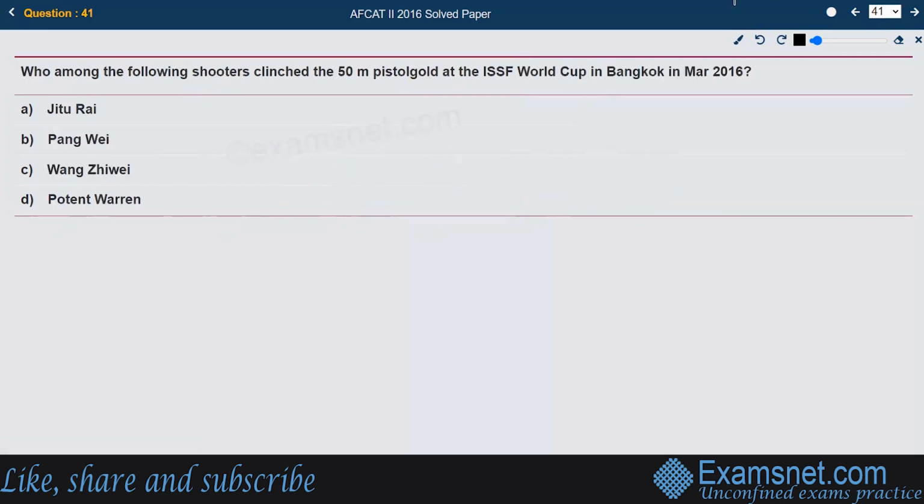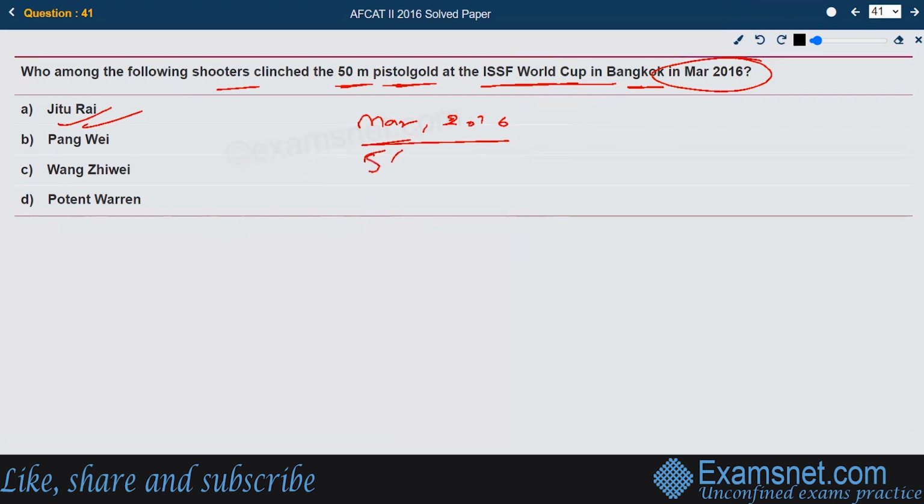Next, who among the following shooters clinched the 50-meter pistol gold at the ISSF World Cup in Bangkok in March 2016? The right answer is Jitu Rai. He won the gold medal at the ISSF World Cup held in Bangkok in March 2016. He reached the final by finishing third at the end of the 60-shot qualifying series with a score of 562. So that is the right answer, Jitu Rai.